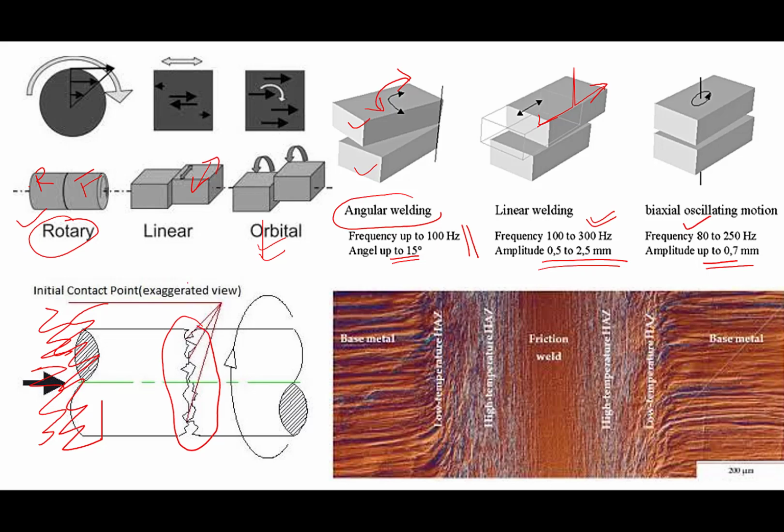If you see this diagram, this is the base metal, one base metal being joined with the same base metal, so similar metal joining using friction welding. The peak temperature will be at the interface, and on moving away from the interface, the temperature will come down. So this is the zone corresponding to the low temperature heat affected zone, and in the vicinity of the interface you'll have the high temperature heat affected zone.